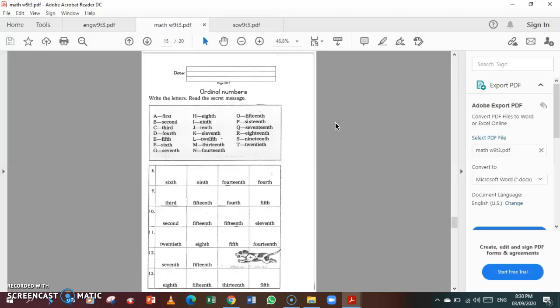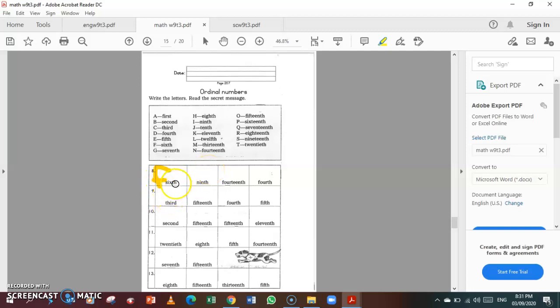Friday's maths. Write the letters and read the secret code. Okay, so the 6th one, okay? 1, 2, 3, 4, 5, 6. Okay. The 6th letter is F. So you'll write your F over there.